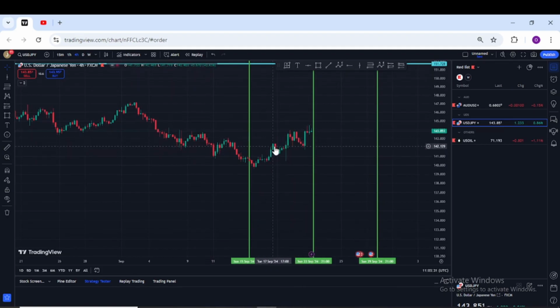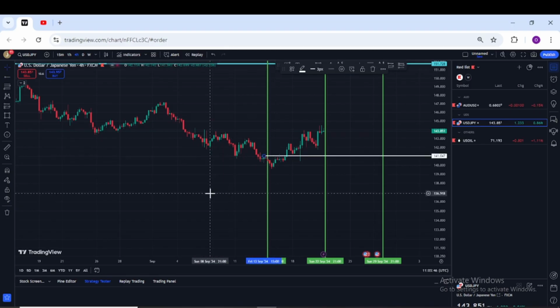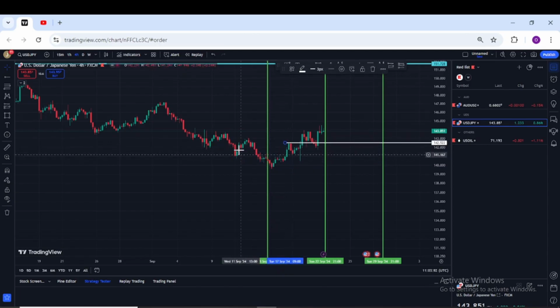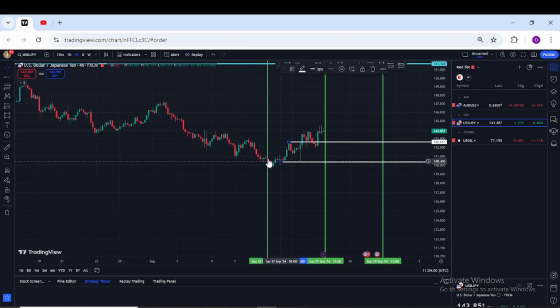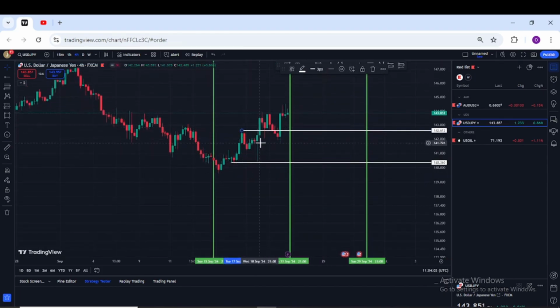This space here was the last week that just completed. So what did the market do last week? You can see this is the high here. The market broke this high, retested it, and created another high here. This low is responsible for this high. That's what I check before I enter.